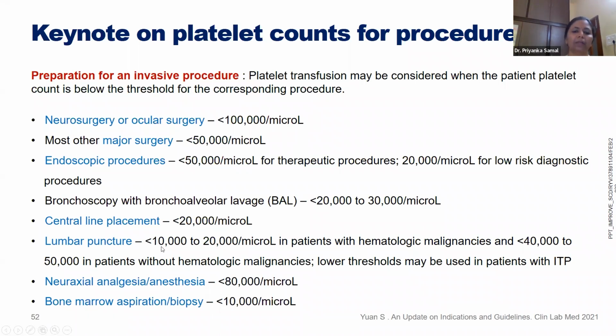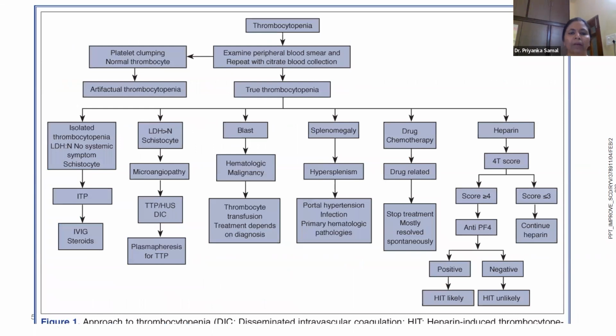For lumbar puncture, 10 to 20,000 for patients with hematologic malignancies, 40 to 50,000 without hematologic malignancies, and it can be a lower threshold for patients with ITP. For neuraxial analgesia, as we discussed for pregnancy, 80,000 is fine. For bone marrow aspiration biopsy, 10 to 20,000 is sufficient. So this is my last slide regarding how to approach a patient of thrombocytopenia.